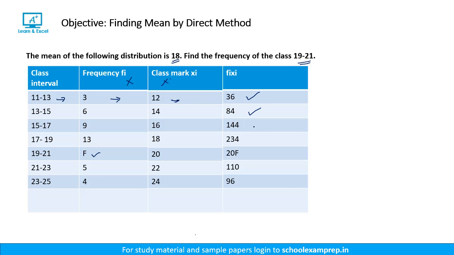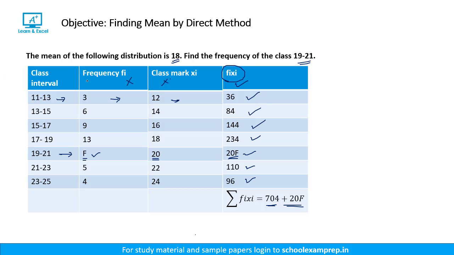After finding these numbers, let us look at the class interval 19 to 21. We will multiply f into 20 and write it as 20f. Now we find these FiXi's. Our next step is to find sigma FiXi. For this, we add all the numbers in this column except 20f. The sum of all the numbers in this column is 704 and we write plus 20f over here.